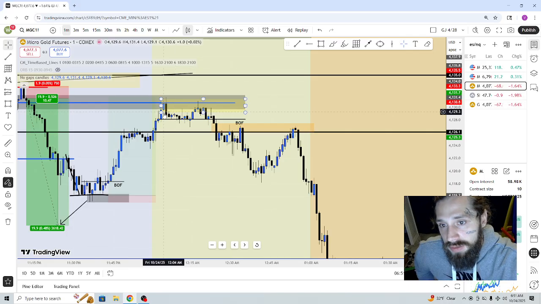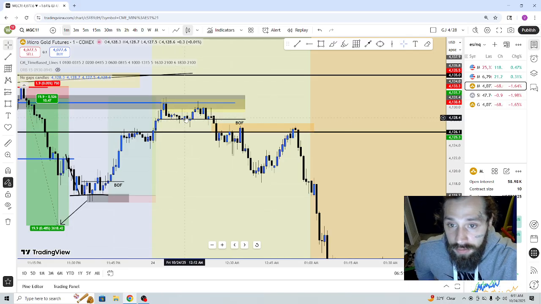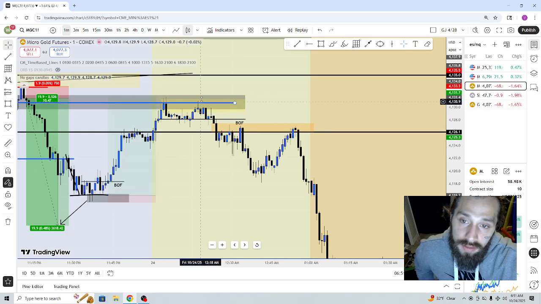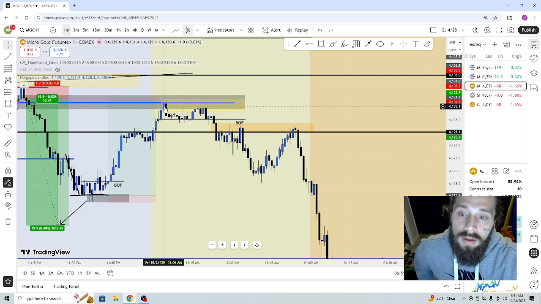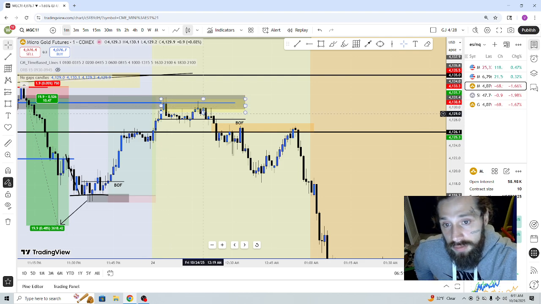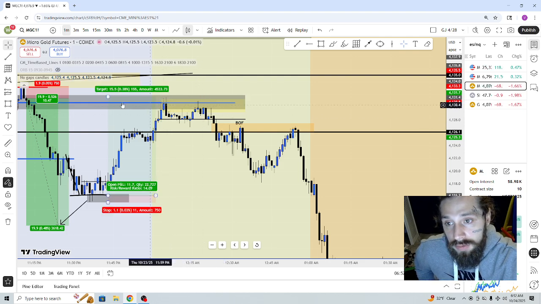Inside of that, we start to see break of flow. We get order block created inside of the breaker block. A lot of bearish engulfings going on. Quasimodos.